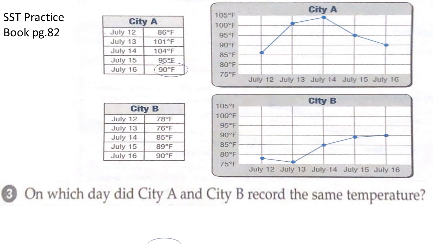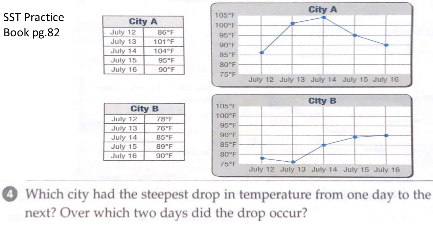All right, 90 degrees Fahrenheit here and 90 degrees Fahrenheit. Perfect. No other temperatures match on the other days that were recorded. So the answer is July 16th. Easy, right? This was the temperature, and you can confirm it on your graph as well. You've plotted 90 degrees Fahrenheit for July 16th for both of these cities.